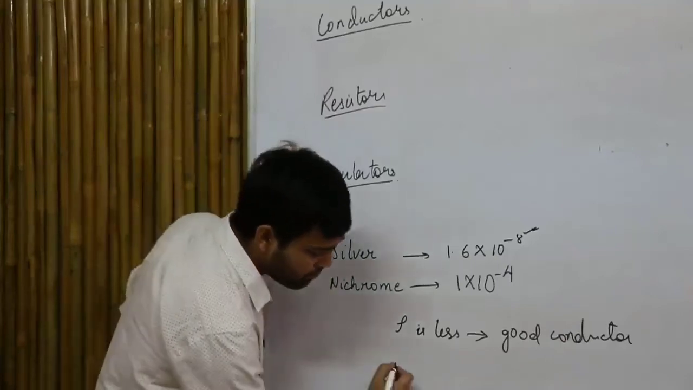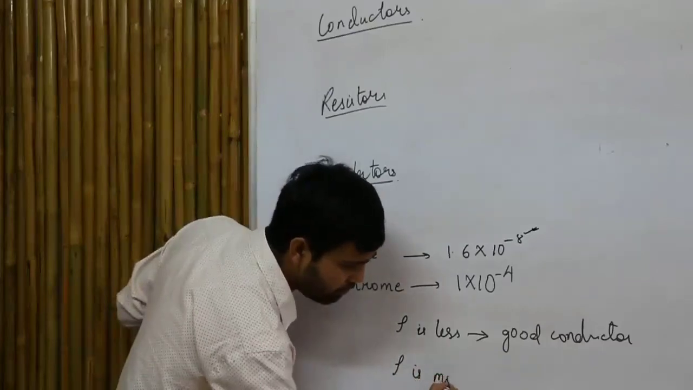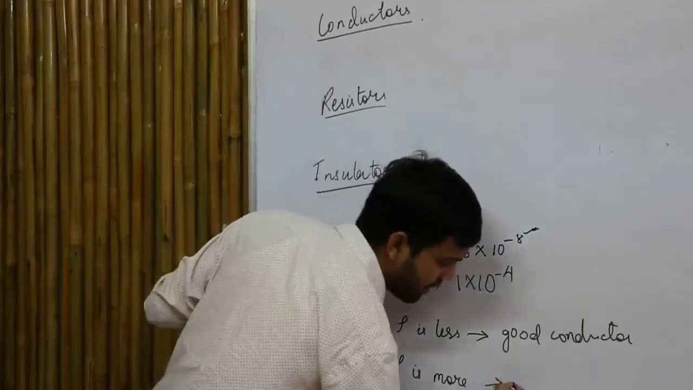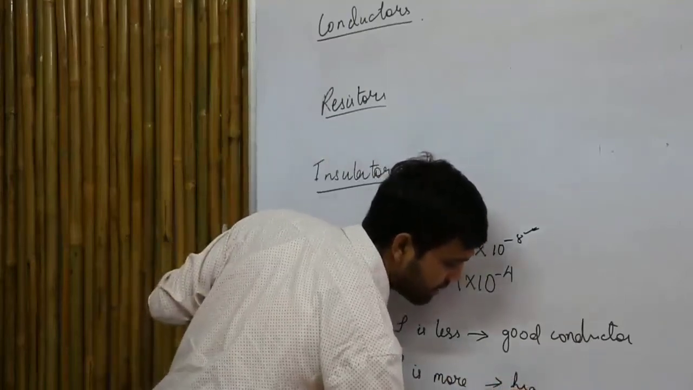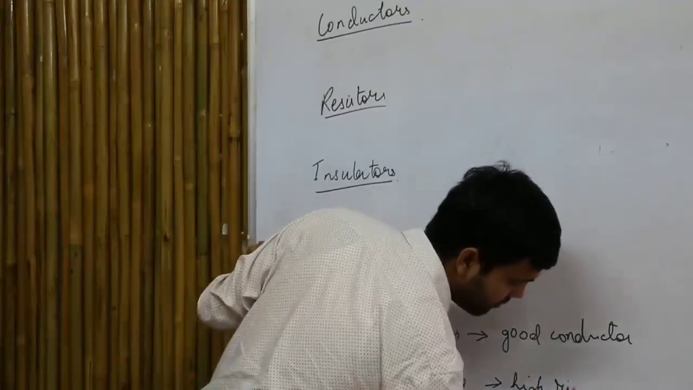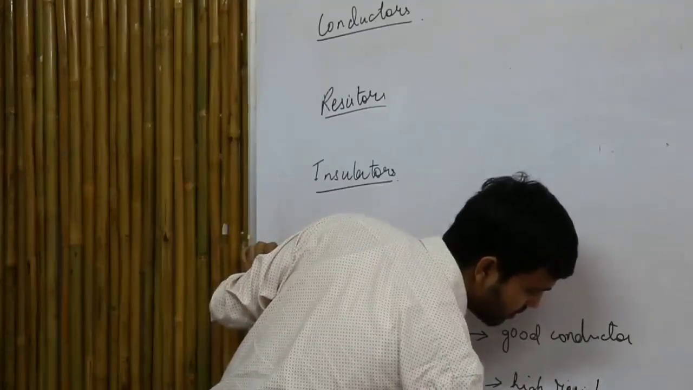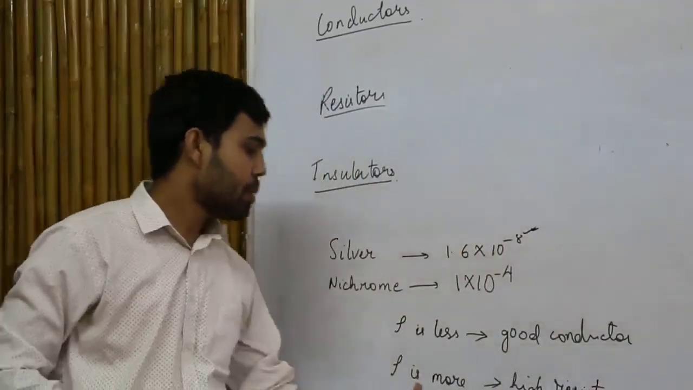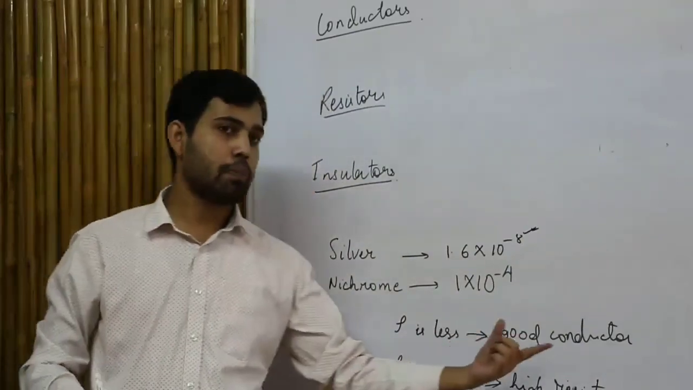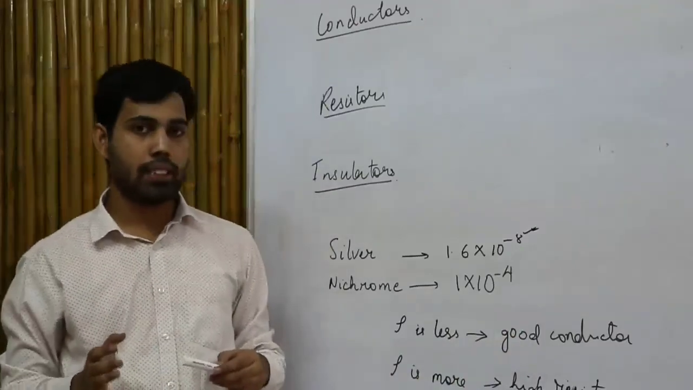And if my specific resistivity is more, then this becomes a good resistor. It has a very high resistance. So this would imply that a material whose specific resistivity is more is a poor conductor of electricity. So with this we have completed the part on specific resistivity.